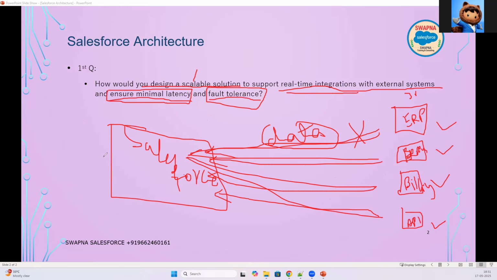Now we'll see the answer later. Now think on this question. If the interviewer had asked this question to you, what is the answer you would give?